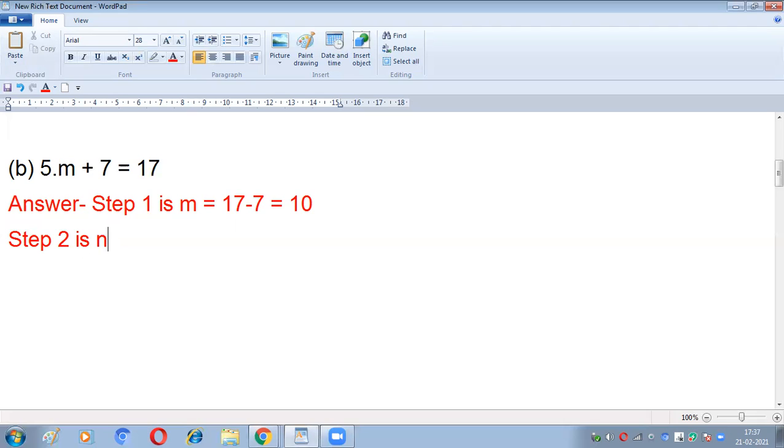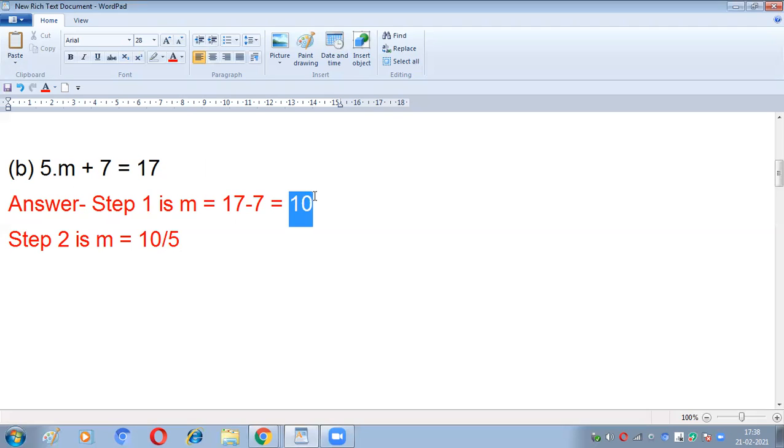So we can write that our step 2 will be to just shift 5m to the right hand side. Here we are not finding the value of n. We have to find the value of m here. So we can take any variable, but here it is only m. So we have to do m only. So step 2: m is equal to, here 5 dot m. If 5 dot m will move to the right hand side, our last result was 10, so this will be 10 upon 5.